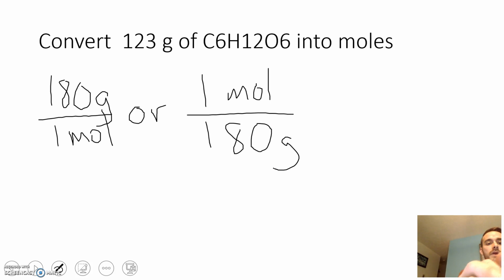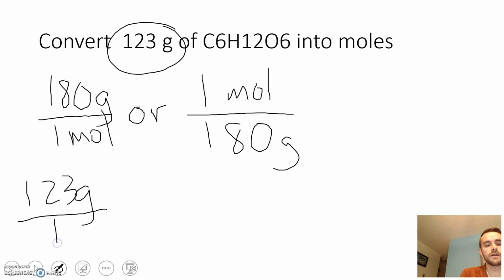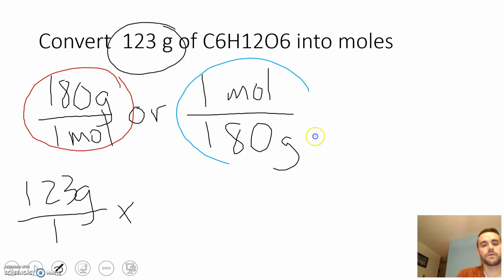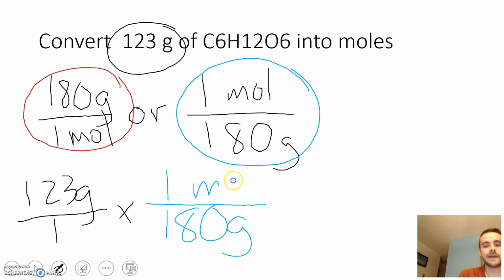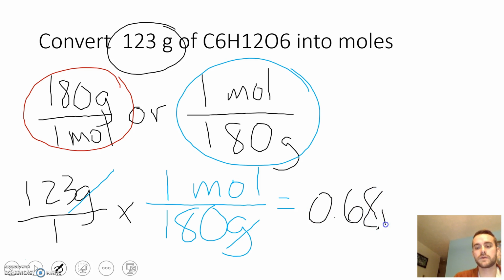Okay? Whatever number I give you in the problem to start, that's the one that you start with and put over 1. So I'm going to go ahead and write 123 grams, put that over 1, and then we're going to multiply by one of those two conversion factors, either the red or the blue. I'm going to actually end up using the one that's in the blue because I want grams to cancel and to end up with moles. So I'll show grams canceling when I multiply that through. That's going to give me 0.68, and my units will be mole.